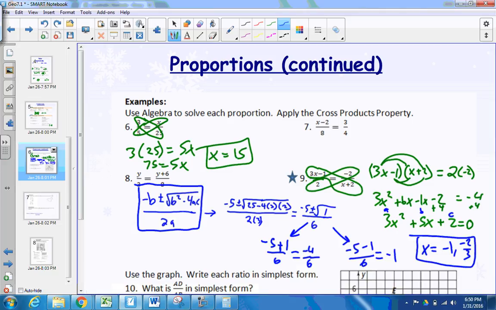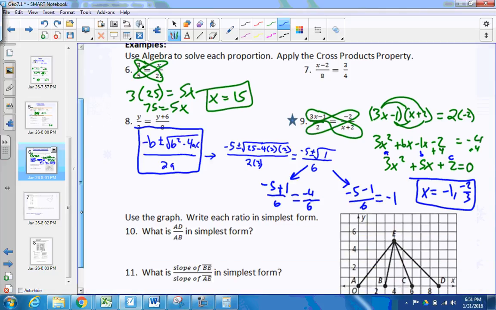So if I did that right, hopefully I did. But that is one way to find the values of x without factoring it. Again, you could factor it, and then you could solve the two parts of that for x as well.